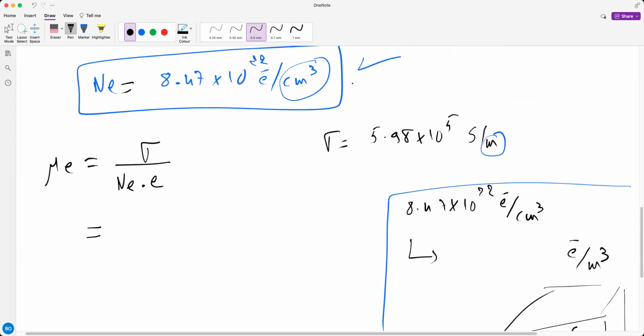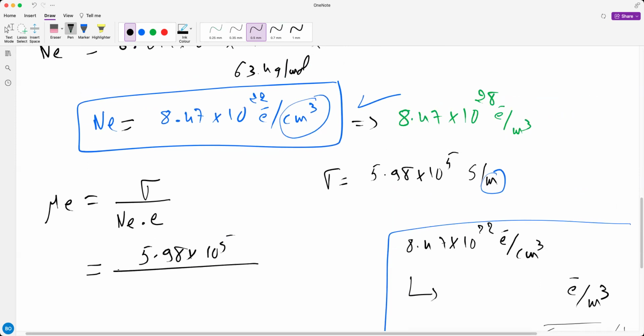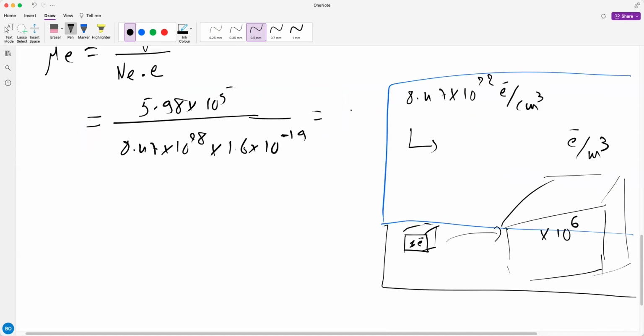So this number will become 8.47 times 10 to the power of 28 electrons per cubic meter. Then you can do the calculation. Here it's 8.47 times 10 to the power of 28 times the charge of the electron. Obviously, the calculation will be in cubic meters volt per second, whatever you find here.